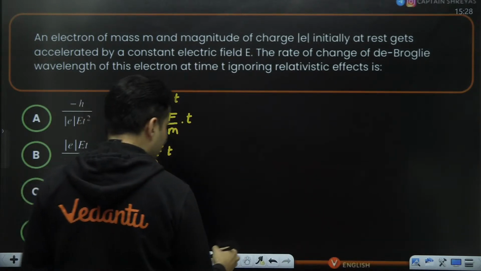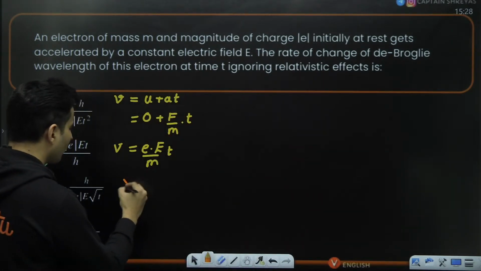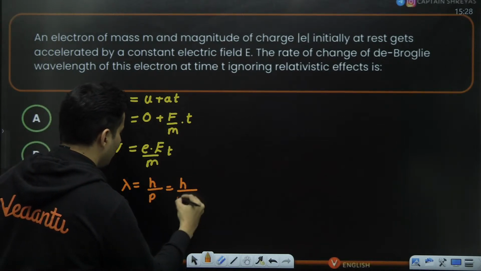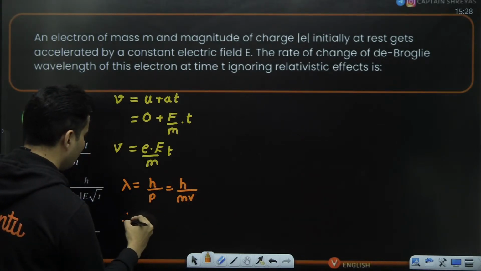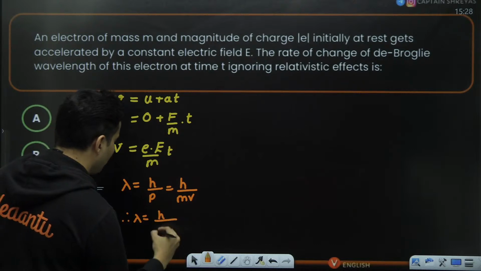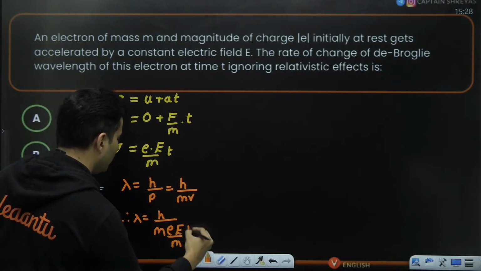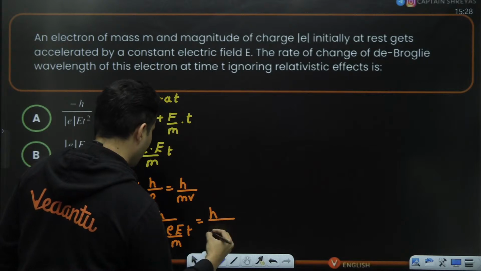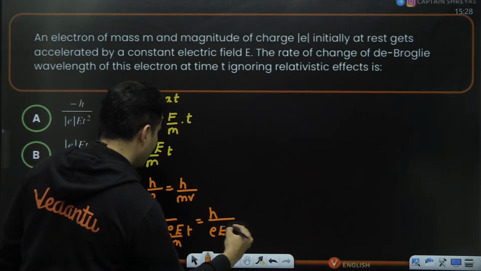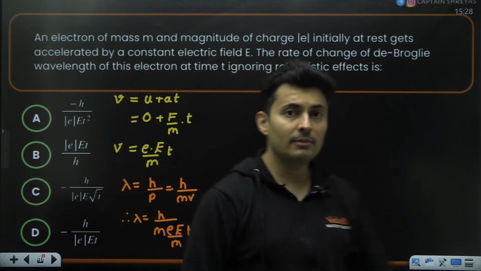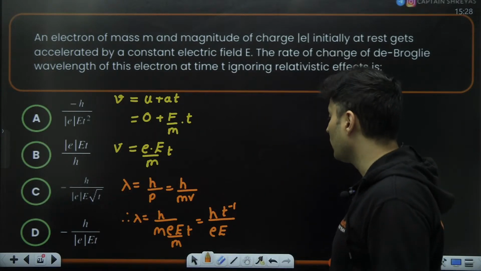So from this, we can find the de Broglie wavelength. De Broglie wavelength is h by momentum, which is h by mass into velocity. So therefore, lambda will be h by m. Velocity is e by m into t. So it will be h by e, the m cancels, and this t raised to minus 1. Why did I write it like that? Because I have to find the rate of change of de Broglie wavelength.